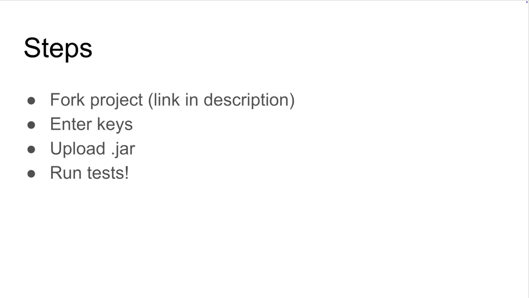First, we'll fork the GitHub repo for the Quick Start into our own GitHub. Second, we'll enter some API keys. Third, we'll upload the Alchemy Execution Package to our repo. It's just a jar file. And finally, we're ready to run tests.